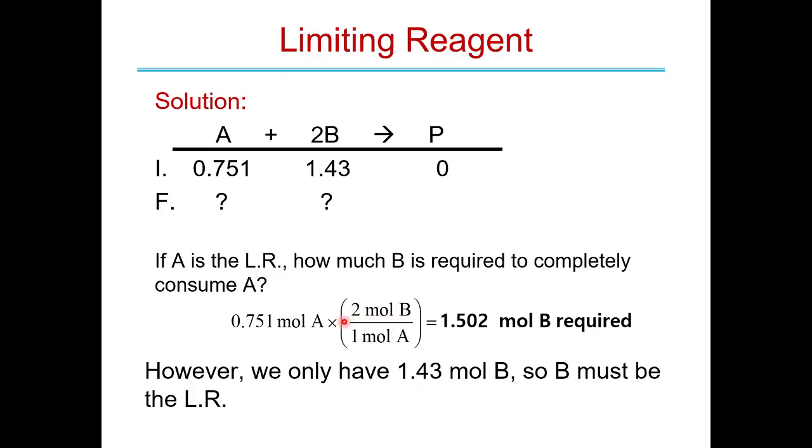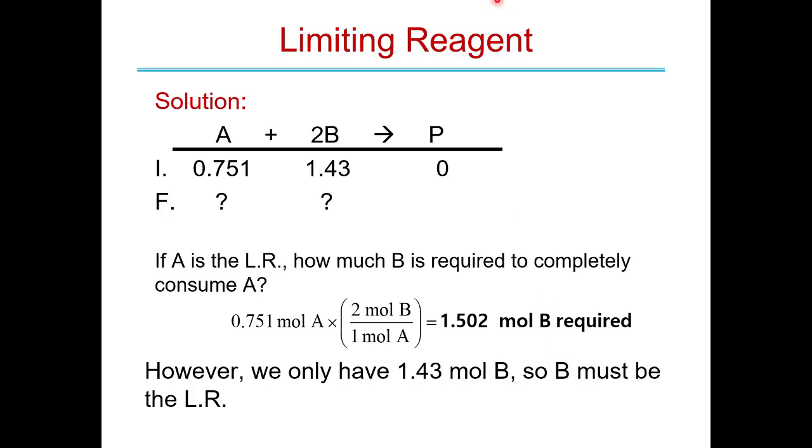And so we set up the stoichiometry. So 0.751 moles of A is how much we have. And then we see from the stoichiometry that we need 2 moles of B for every 1 mole of A that we react. So we double this number. We've got 1.502 moles of B required. So this is how much B we would need to react with all of this A. But looking at how much B we actually have, well, we don't have that much, right? So that means that, in fact, B is our limiting reagent because we're going to run out of that. Because if we're going to react all of this, we would need this much. So we only have 1.43 moles of B, so B must be our limiting reactant.